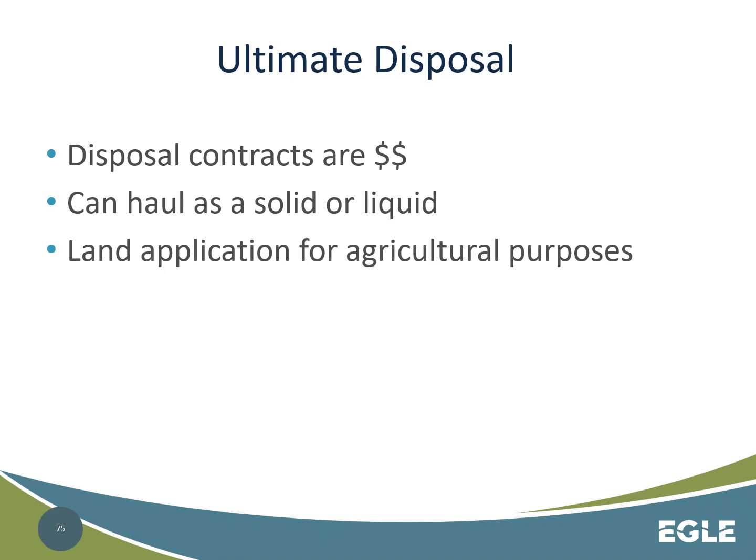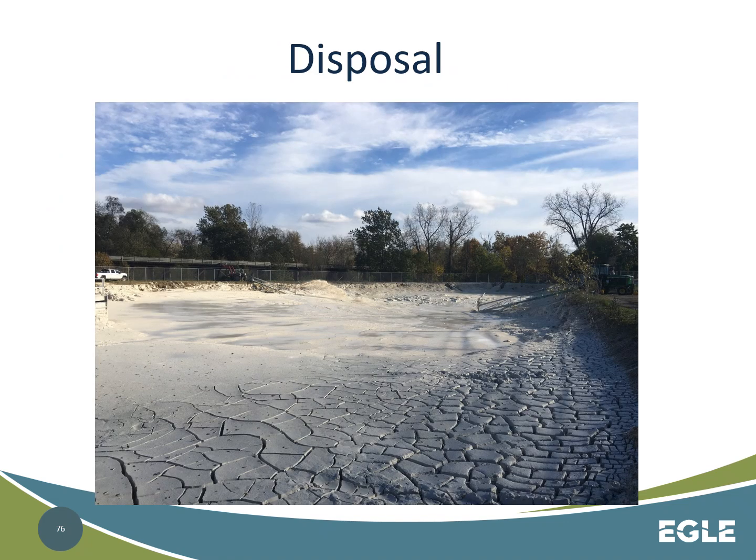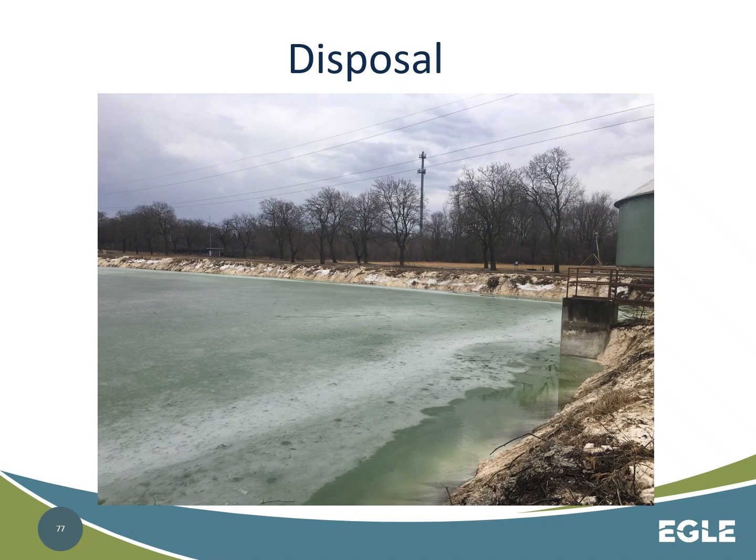Disposal of sludge can be very costly. The sludge is often beneficially reused in land application for soil pH adjustment in agriculture and sometimes as a soil amendment in construction. Here's an example of what a dry sludge pond can look like. And here's a photo of a sludge pond or lagoon currently in use.